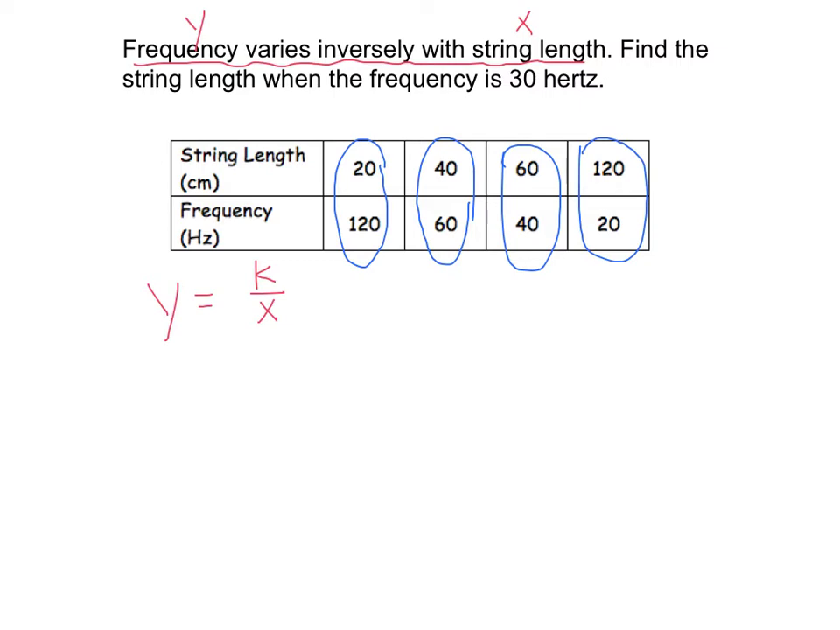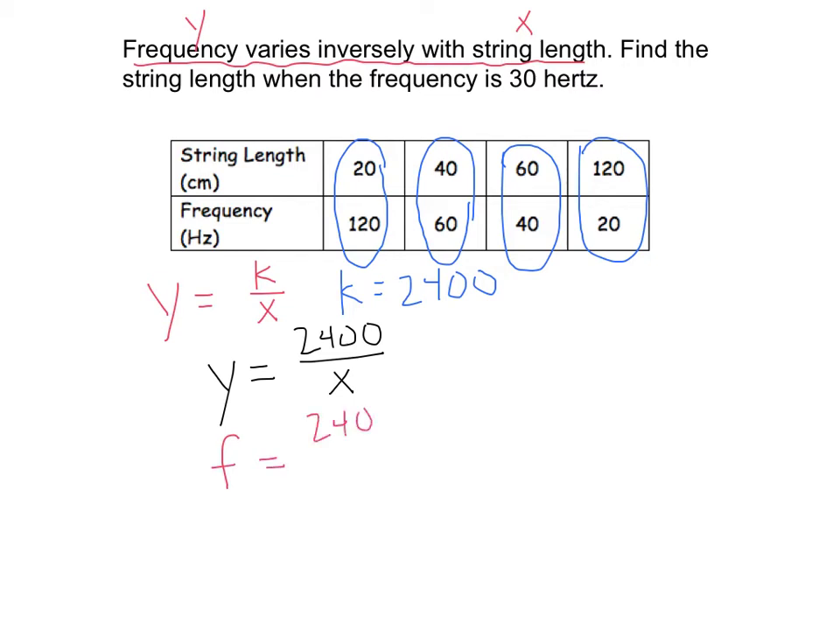When we multiply all of those, we get a constant of 2,400. So the specific equation for this situation is y equals 2,400 over x. Or if we want to use the variables we were given, we would say that frequency equals 2,400 divided by the string length. We want to find the string length when the frequency is 30 hertz. So if we plug it into our equation, we get 30 equals 2,400 divided by the length.